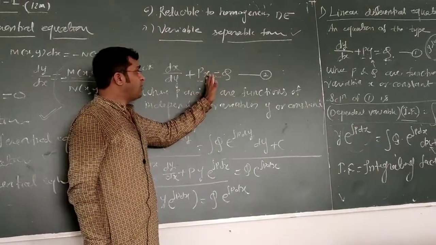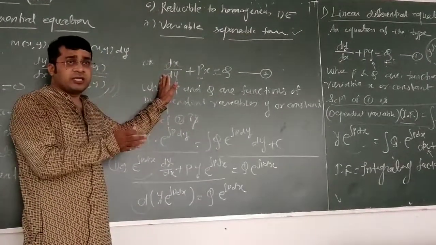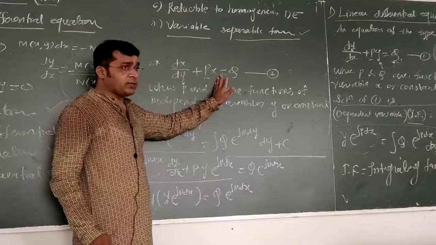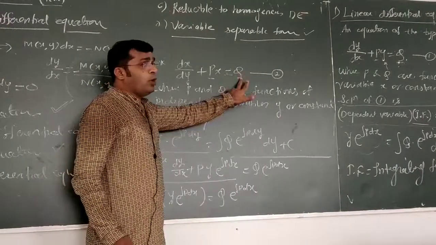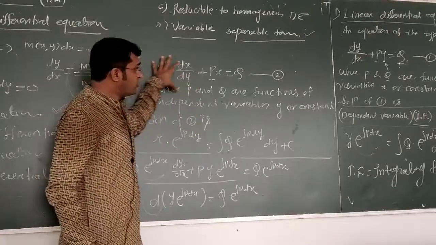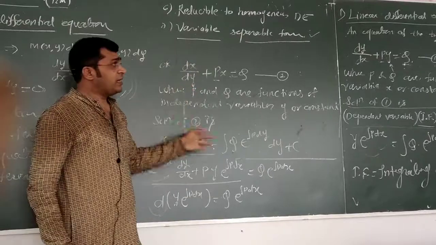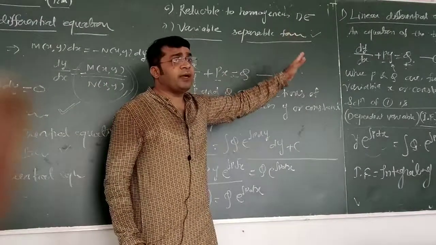So here dependent variable and its derivative, that is dx by dy, are occurring in the first degree and they are not multiplied together, and this P and Q will be functions of y or maybe a constant, then this equation is said to be a linear differential equation in dx by dy. That is a linear differential equation in dy by dx.